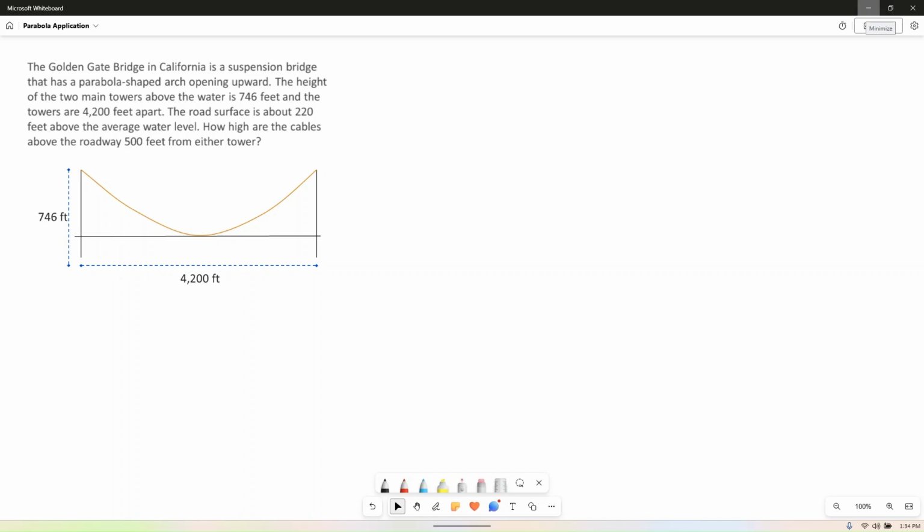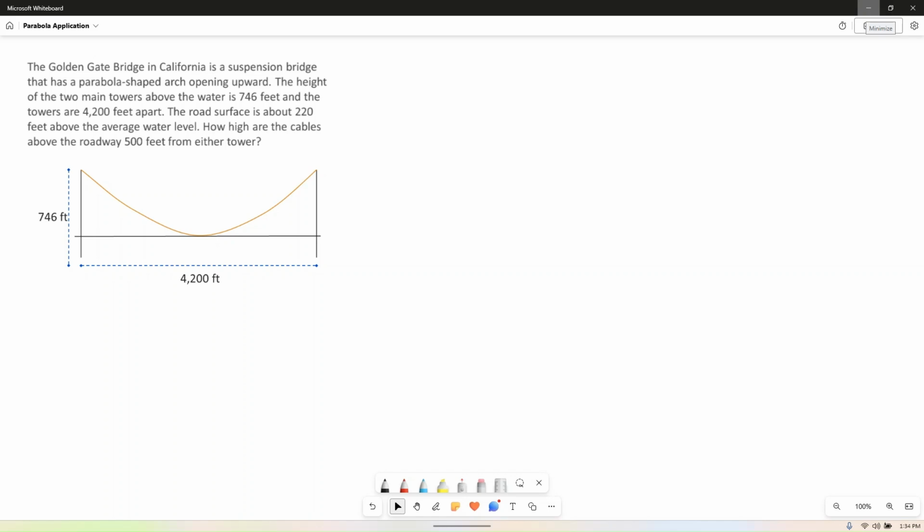It's a suspension bridge that consists of two towers that stand up out of the water. The two towers are about 4,200 feet apart from each other, and they both stand up about 746 feet above the water surface. Now, that 746 is probably an average, because water levels are going to change over time. But let's just say it's 746 feet above the water, and they're 4,200 feet apart.